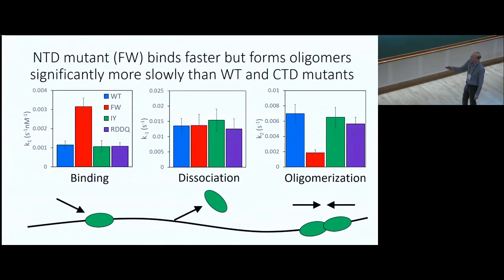The dissociation, this was what was really surprising. The dissociation is the same for all of them, even though they're wildly different mutants. But again, that's K-1, so that's dissociation from the initial state, not the oligomeric state. And then, of course, what we did expect is that the oligomerization rate, K2, is much lower for the FW mutant, for the monomer mutant.